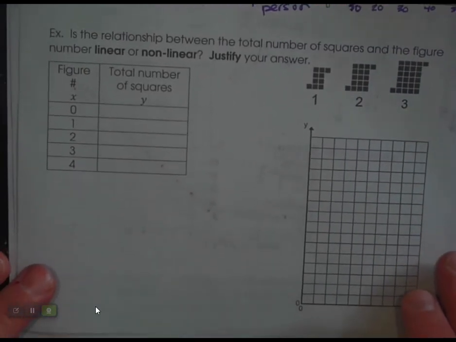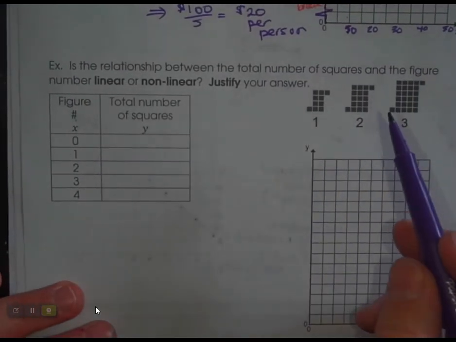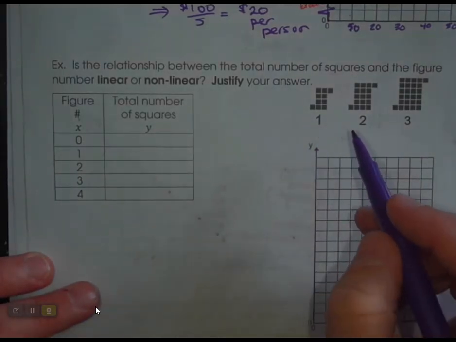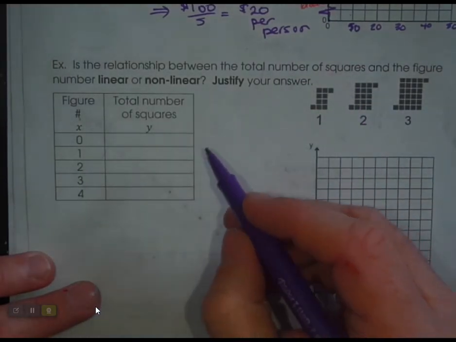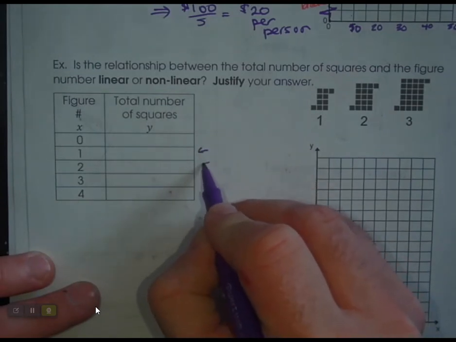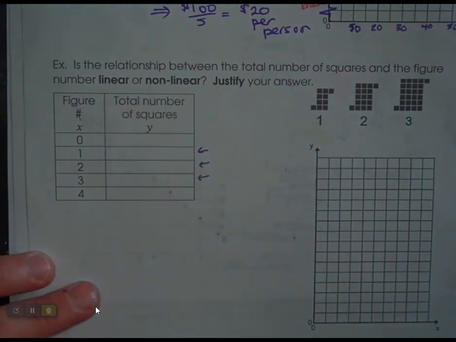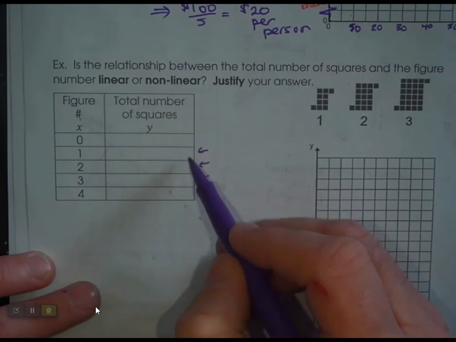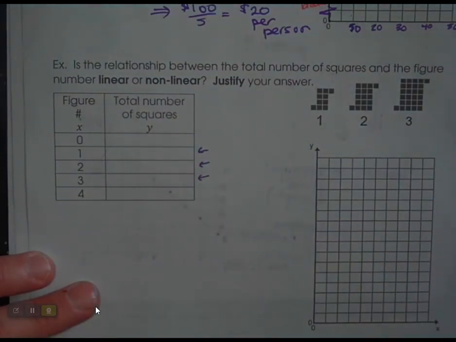The next example. Is this relationship linear or nonlinear? Well, let's count the squares. Actually, you know what? I want you to fill in those 3. And I want you to push pause, and I want you to predict what could go in 0 and what could go in the 4. All right? So go ahead, push pause, and see what you get.